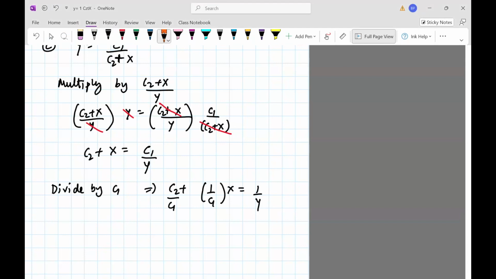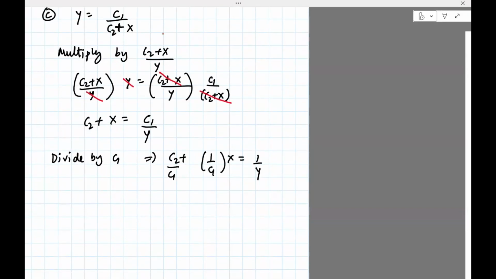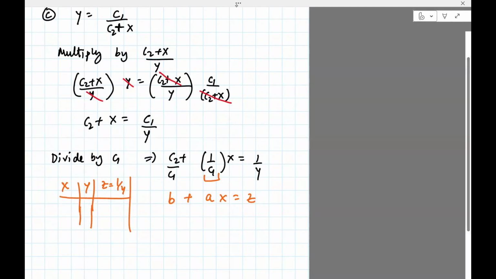And this is where you use linear regression. Let's call this b. Let's call this a. That is a. And let's call this z. So you have z equals b plus ax. And now you can do linear regression. So what you'll do is you'll create a table like this: x, y, 1 divided by y, this will be z. And then proceed, compute a and b, and you'll be done.